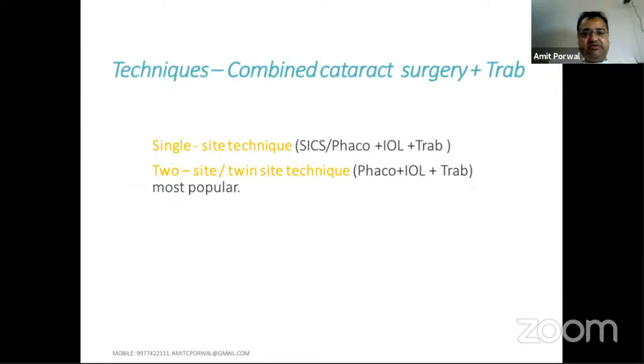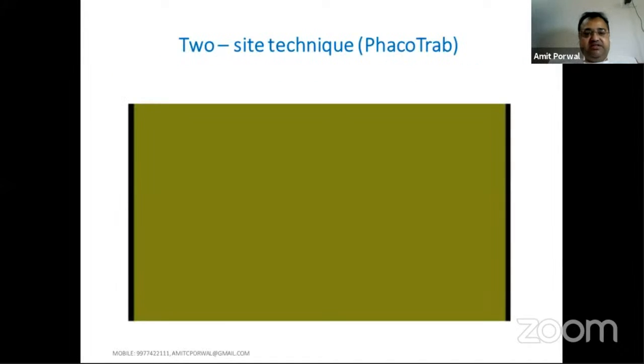Coming to the techniques of combined cataract surgery plus trabeculectomy, we have the single site technique and the twin site technique. Phaco-trabeculectomy can be done as a single site or a twin site, whereas if you're planning SICS trab, it has to be done only as a single site technique. So I'm going to show 2 videos of a single site and a twin site phaco-trabeculectomy.